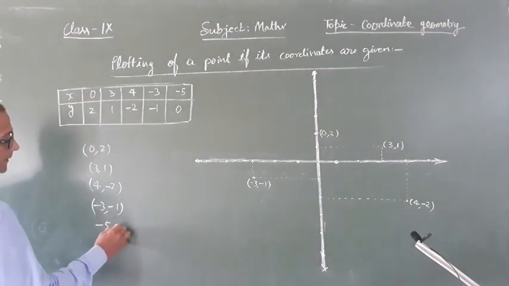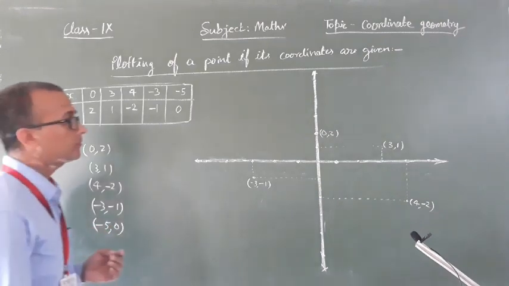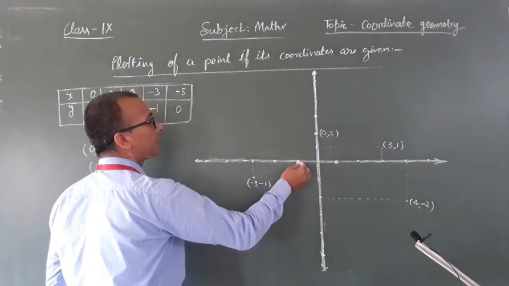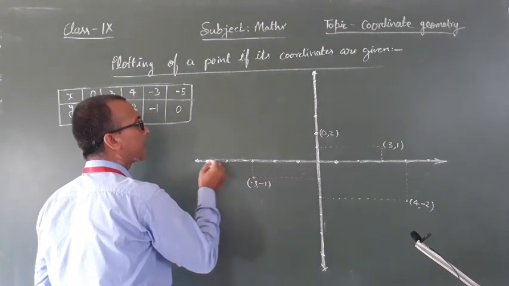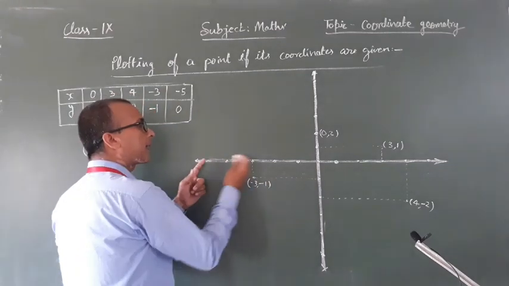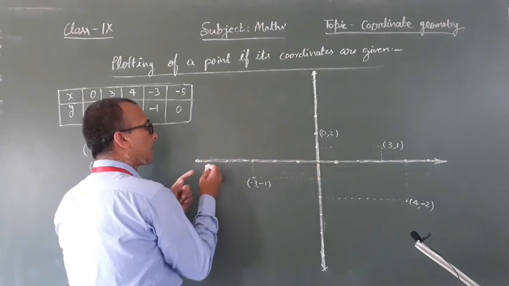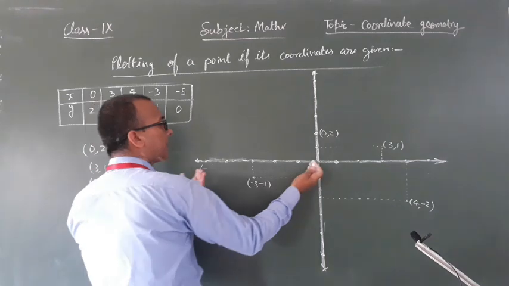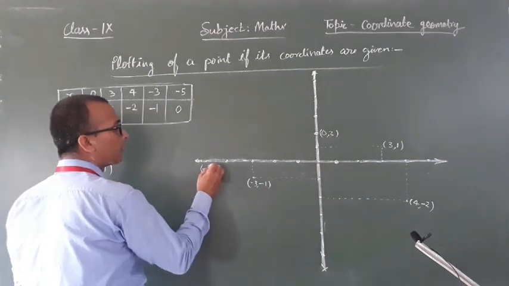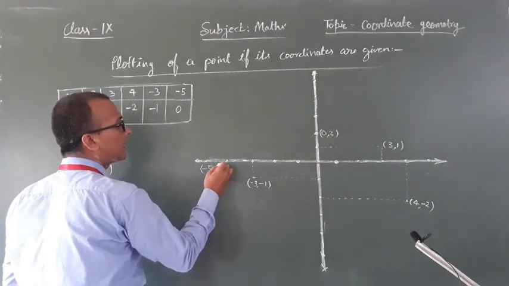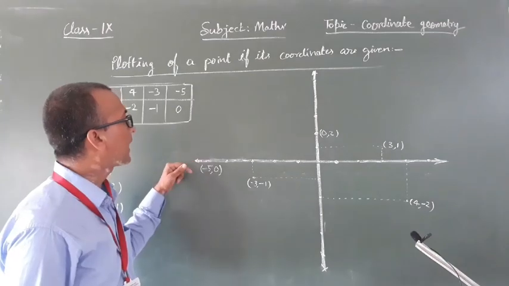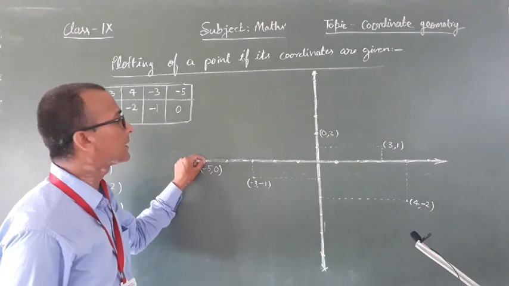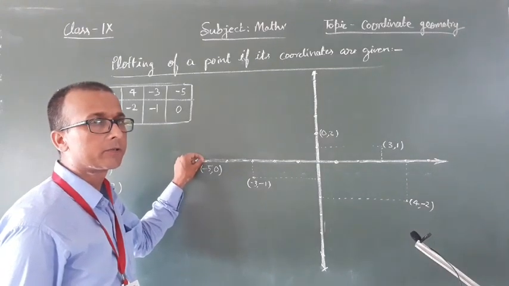(-5, 0). On the x-axis we have to go -5 units: 1, 2, 3, 4, 5, and it is -5 units from the origin, in the negative direction, so we come to the left side. It is 0 because we have not gone upward or downward. So this point will represent (-5, 0).